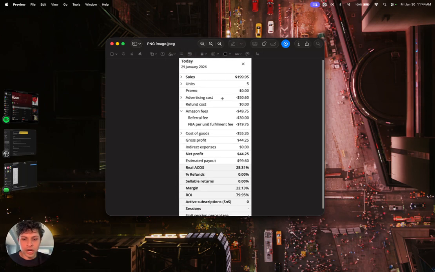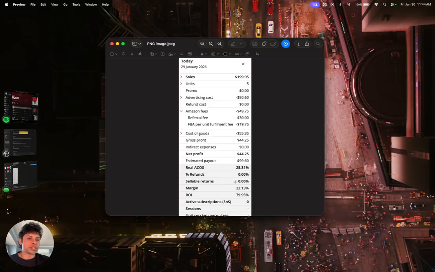So this is yesterday. This was not the entire day, but just so I can show you, $200 in sales for 5 units, $50 in advertising fees. Amazon takes 15% for the referral fee, and then the FBA unit is like $5 for the unit. Cost of goods is $11 per unit. 11 times 5 is $55. Gross profit is $44. Net profit is $44. So that means I ended up with a 22% net margin.